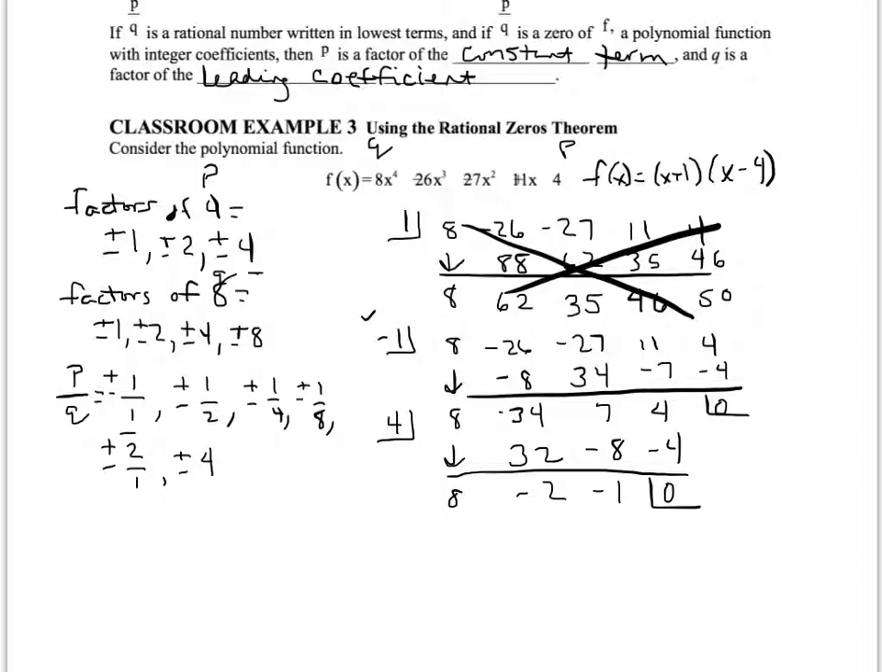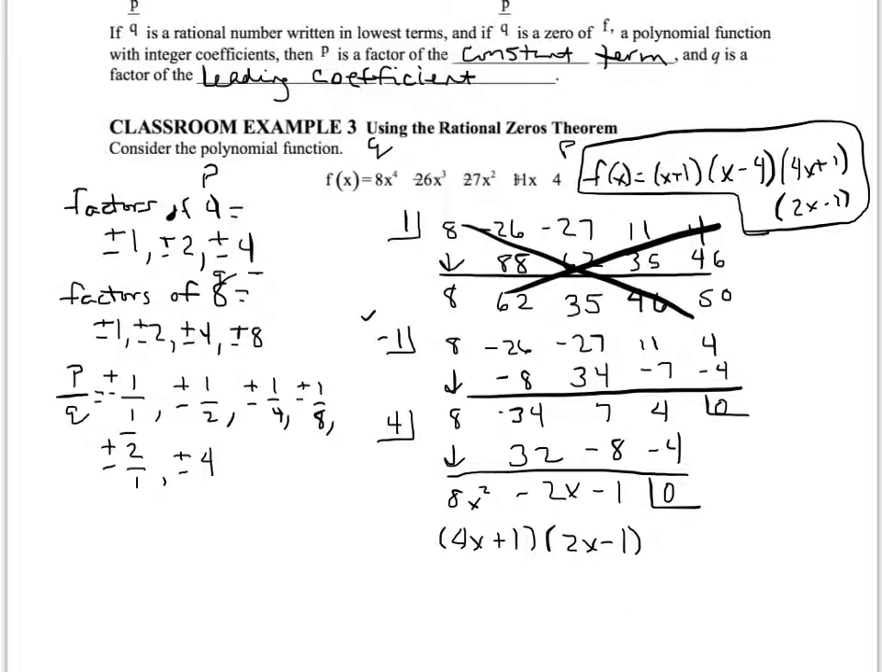Now to get the other 2 factors, I will squeeze in my variables, 8x squared minus 2x minus 1, and that I will factor using whichever method you want. You can either open the parentheses and guess and check, or you can use the AC method, but it should end up giving me 4x plus 1 and 2x minus 1. And again, you can use FOIL or the box to double check, and what that tells me is I now have all 4 parentheses, and this would be the completely factored form of the original polynomial.